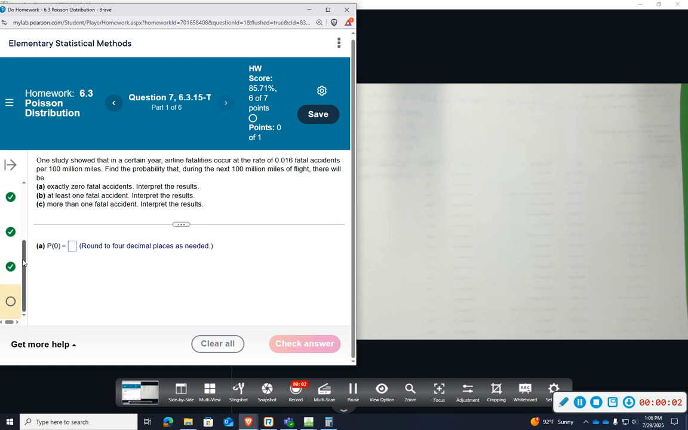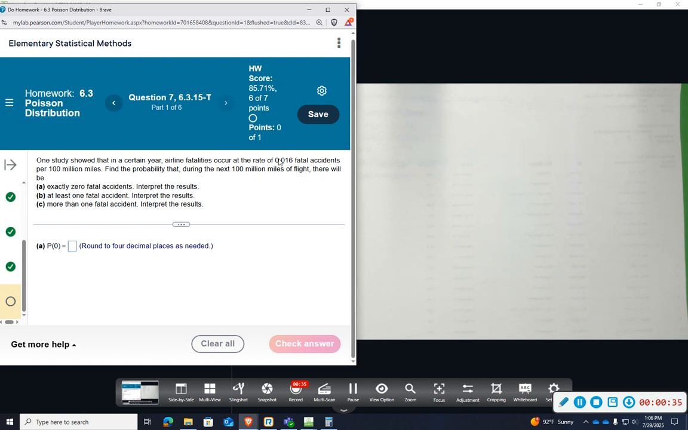All right, number 7 looks to be our last one, so it has 6 parts as well. One study showed in a certain year, airline fatalities occur at a rate of 0.016 fatal accidents per 100 million miles. We're going to find the probability that during the next 100 million miles of flights, there will be 0 fatal accidents, at least 1, and then more than 1. And again, we're going to be interpreting all of these results.